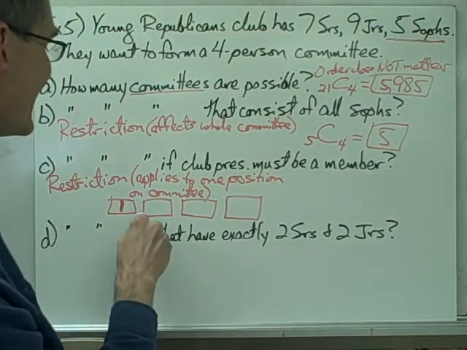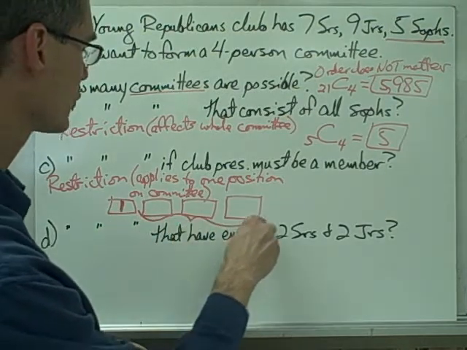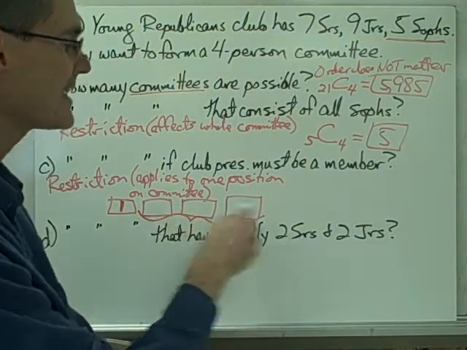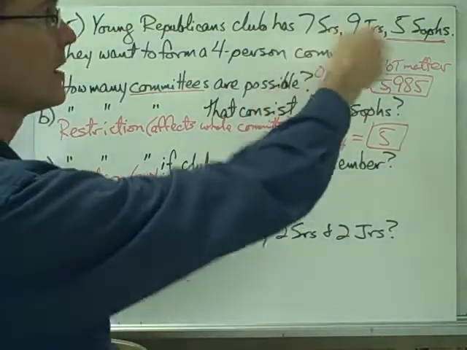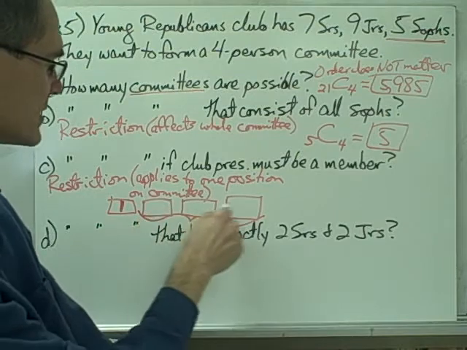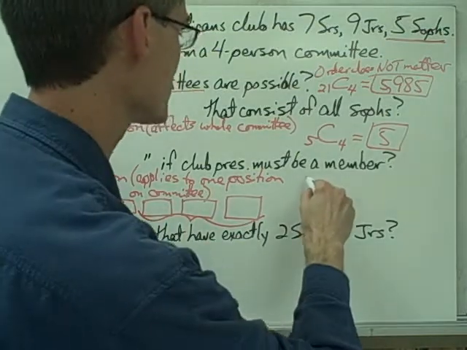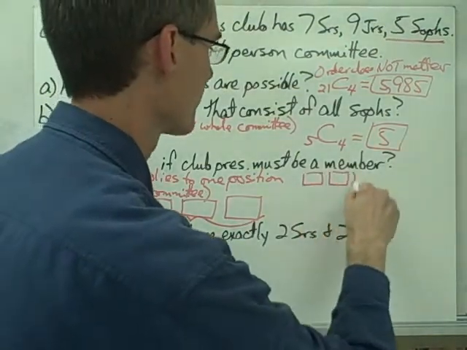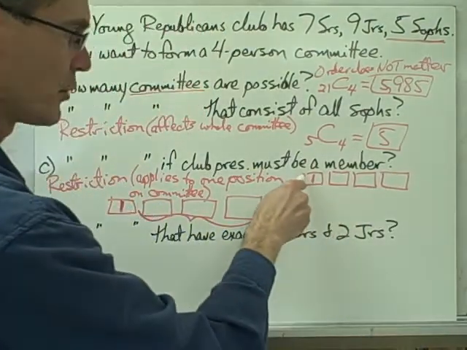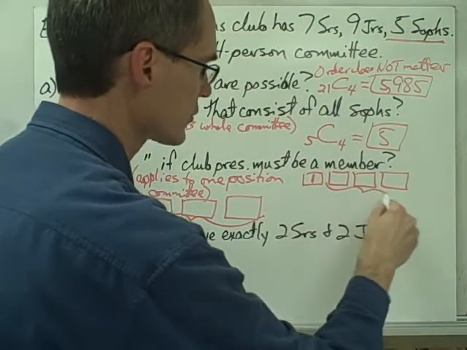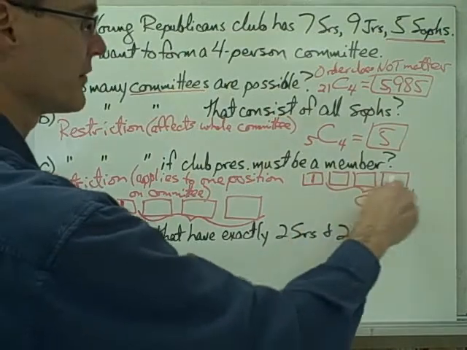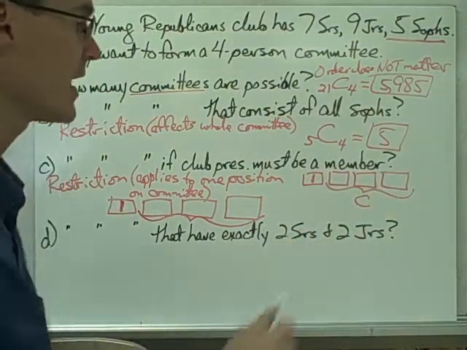That's the one choice. Now, I'm going to treat all 3 of the remaining slots together, because now I can select anybody who's left over in my club to fill these 3 slots. Well, this is now just another combination. So essentially, I've got one slot here that my club president has to go in. These 3 slots I'm going to treat together, and I want to know how many different ways I can fill these 3 slots. Well, that's just a combination.